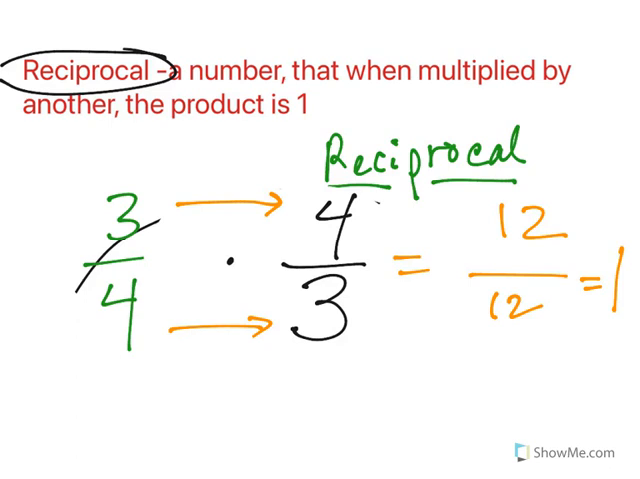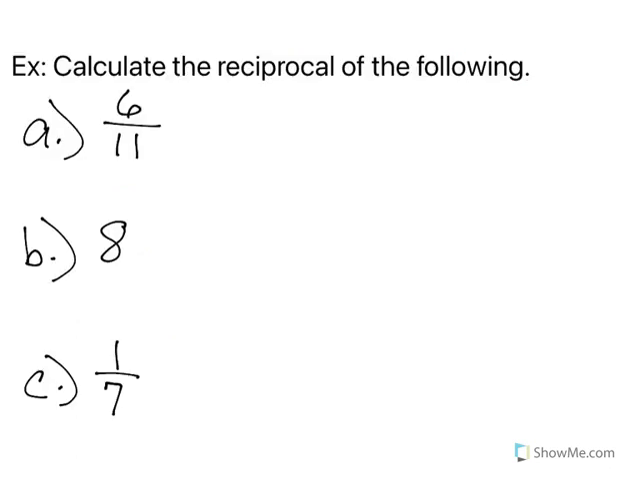So the basic idea with a reciprocal is if you flip the fraction, you have the reciprocal, because when you multiply the two together, you would get 1. So looking at these numbers here, we have 6/11. What is the reciprocal? Well, I flip it. So instead of 6/11, I would have 11/6. Because again, if I would multiply these together, I would get 66 over 66, which is just 1.